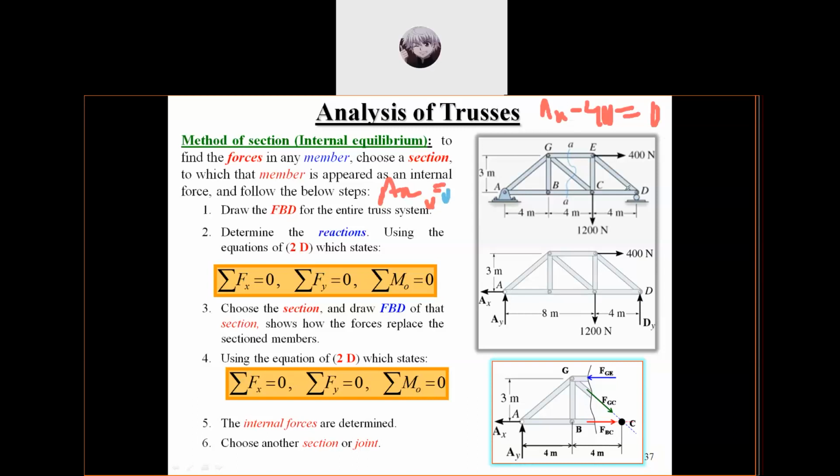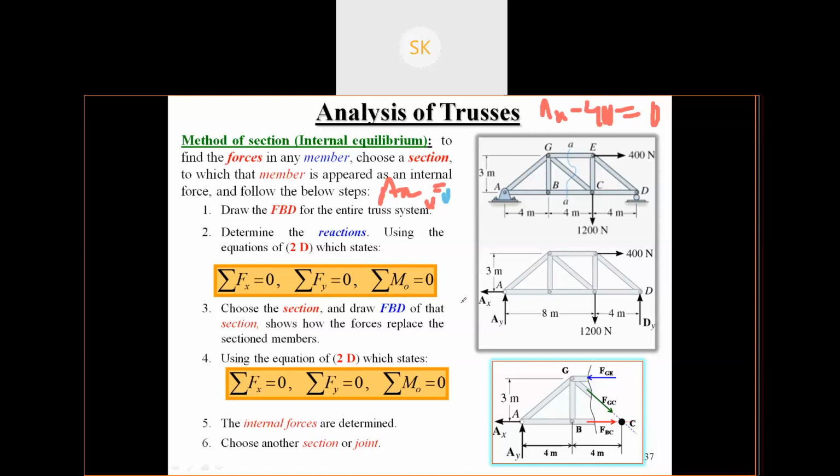So first, what you have to draw? What you have to do? You have to draw the free body diagram of this structure. Then you have to find these reactions from the load given to you. After you find the reactions, in the earlier section you have to take a joint.